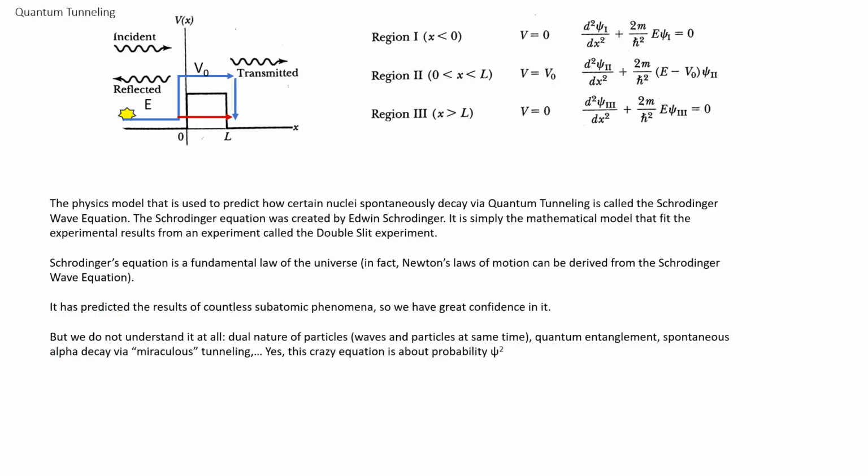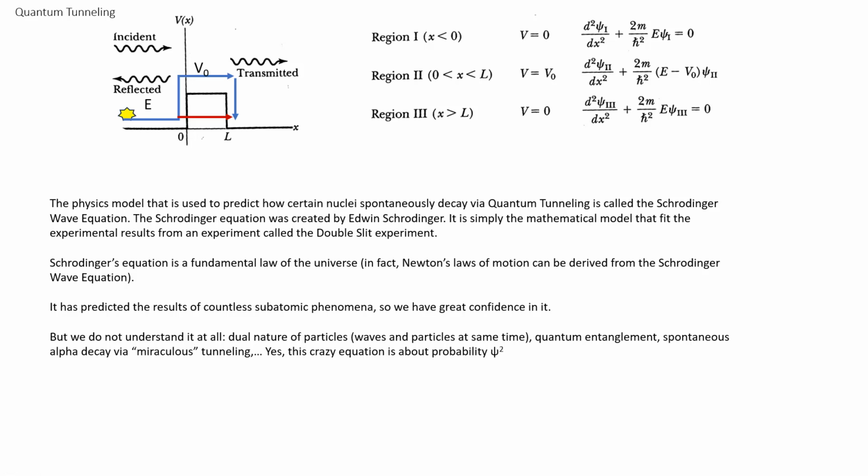The physics model that is used to predict how certain nuclei spontaneously decay via quantum tunneling is called the Schrodinger wave equation. This equation right here. The equation was created by Erwin Schrodinger. It is simply the mathematical model that fit the experimental results from an experiment called the double slit experiment.